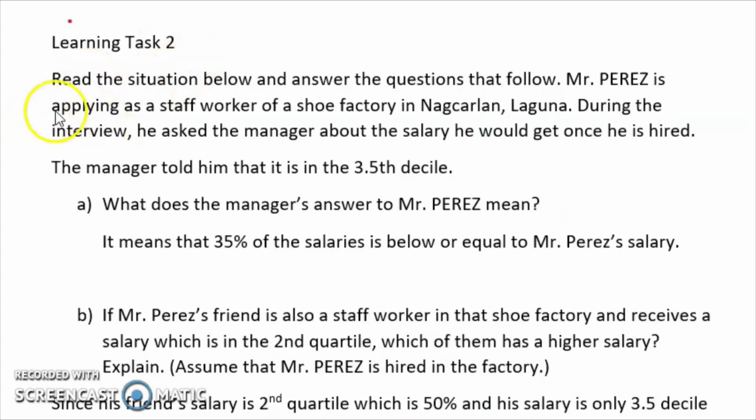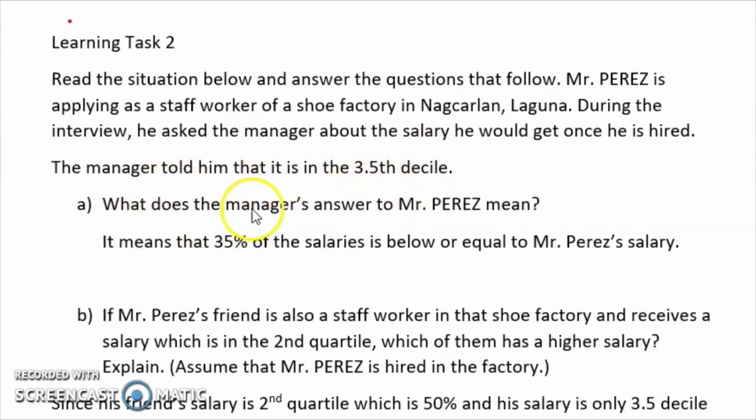For learning task number 2, read the situation below and answer the questions that follow. Mr. Perez is applying as a staff worker of a shoe factory in Nagcarlan, Laguna. During the interview, he asked the manager about the salary he would get once he is hired. Now, the manager told him that it is 3.5 decile.